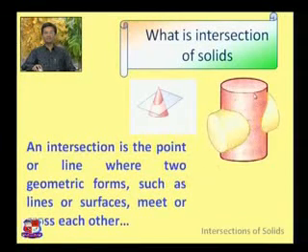This vertical cylinder is penetrated by this horizontal cylinder. So this yellow colored cylinder is called the penetrating solid, and this red colored cylinder is called the penetrated solid. So we can say here the vertical cylinder is penetrated by a horizontal cylinder.